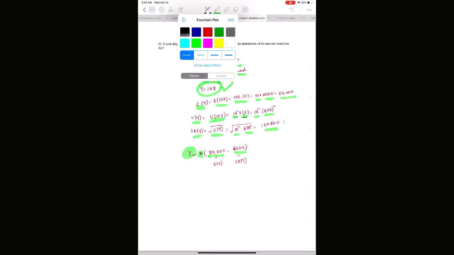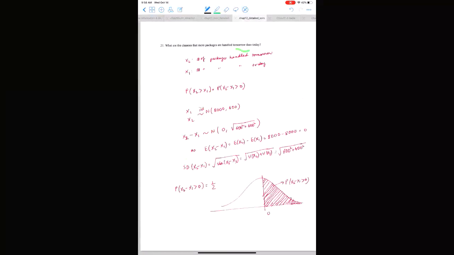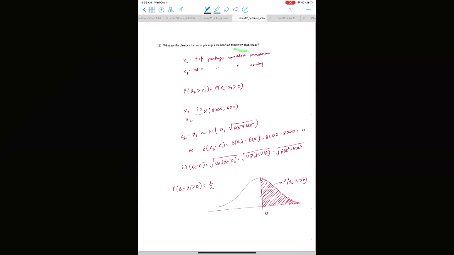So this is what I have. Now what are the chances that more packages are handled tomorrow than today? That's what I want to find out. x2 is the number of packages handled tomorrow, x1 is the number of packages handled today. What are the chances that x2 is greater than x1? That is the same as saying, what is the probability that x2 minus x1 is greater than 0?